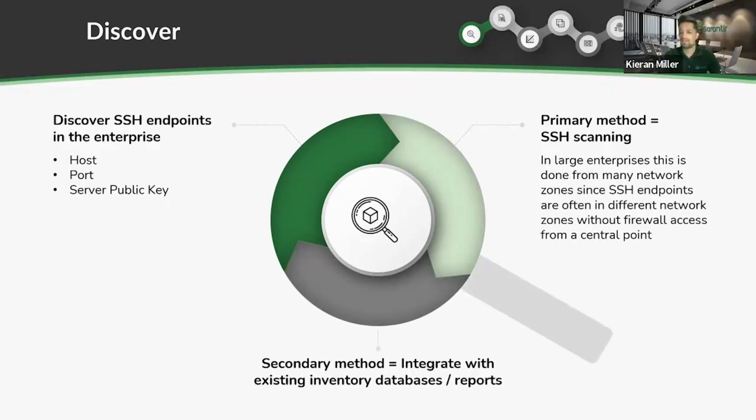And then secondary method, you can integrate with existing inventory databases and reports. So your cloud administrative panel will have access to your EC2 instances. You might use something like ServiceNow that has a report that's already readily available. You can also pull from that.